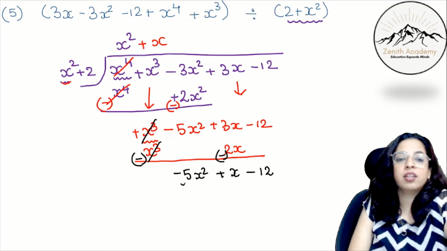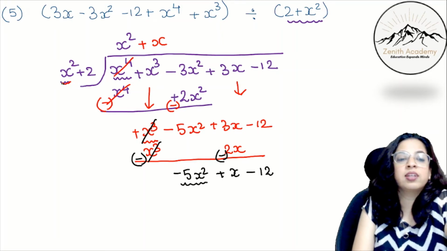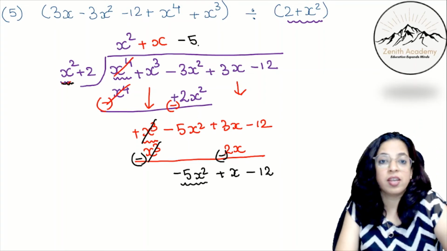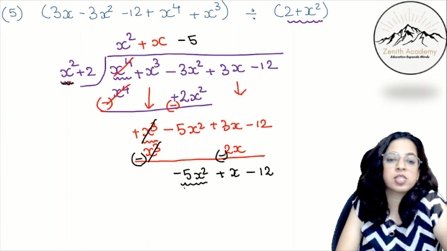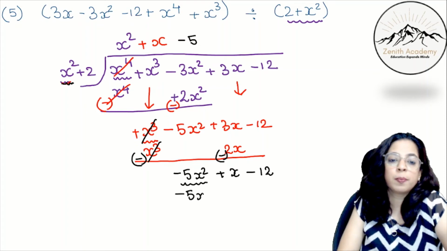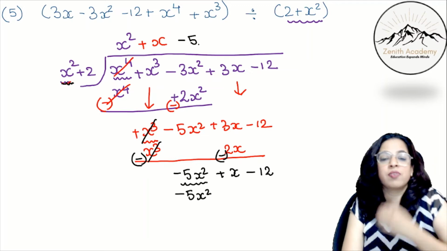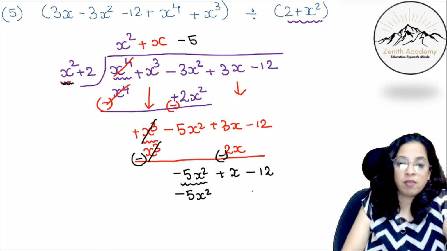Now, you see here there is minus 5x square and here there is x square. So, I will have to multiply with minus 5. So, minus 5 into x square is minus 5x square, right? And 2 into minus 5 is minus 10. So, I will have to write minus 10 here below the constant.